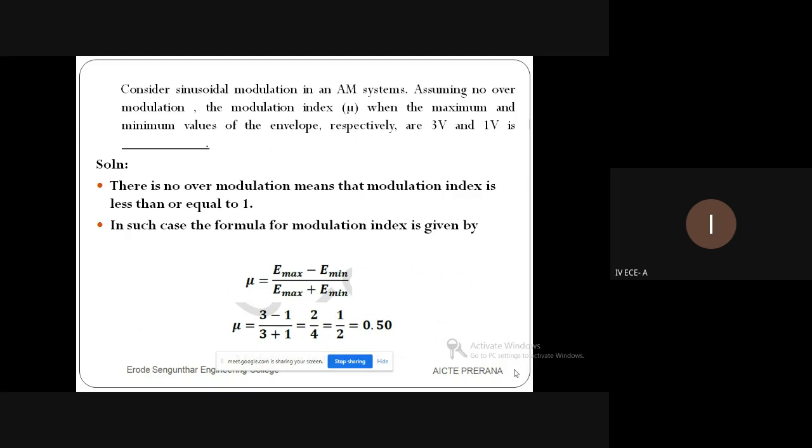From the question itself, we can understand there is no over-modulation, which means the modulation index is less than or equal to 1. In such cases, the formula for modulation index is mu equal to E max minus E min divided by E max plus E min. Substitute the given values and you'll get the modulation index. Mu equal to 0.5 is the answer.